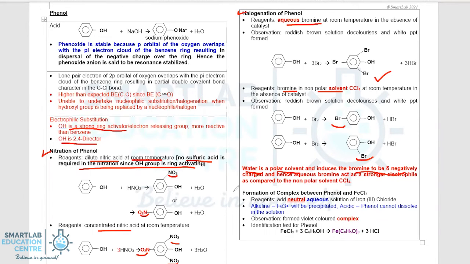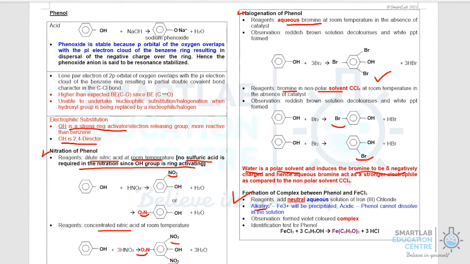Finally, the QA test for phenol is to add a neutral aqueous solution of iron trichloride. And why neutral? Neutral because you can't use alkaline, as Fe3+ will precipitate to form iron(III) hydroxide. And you can't use an acidic medium because phenol will not be able to dissolve well in the solution. So you have to use a neutral aqueous solution of iron trichloride.